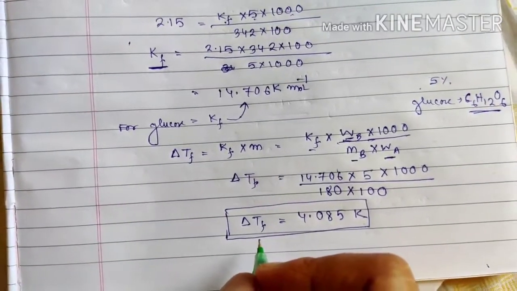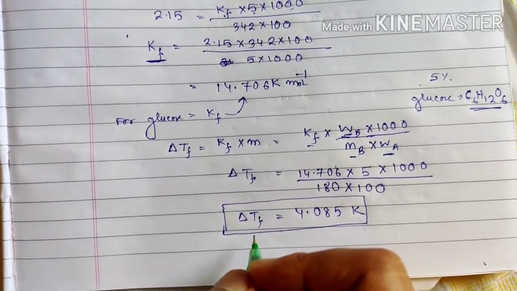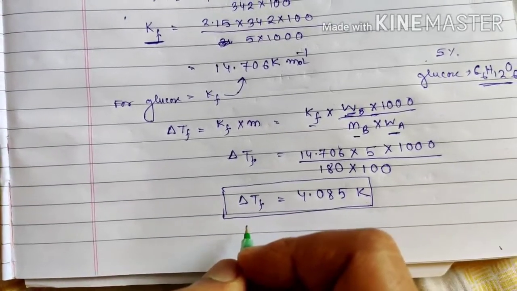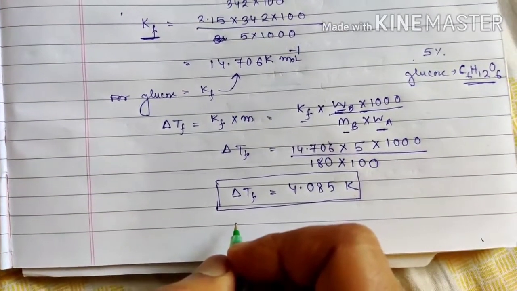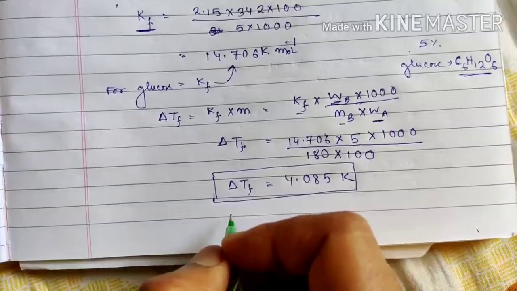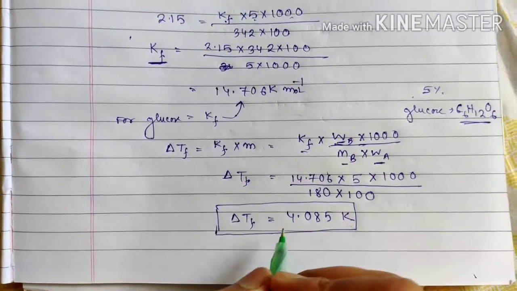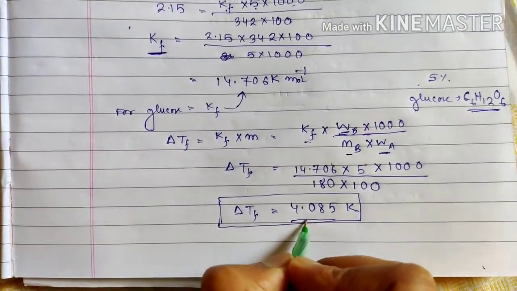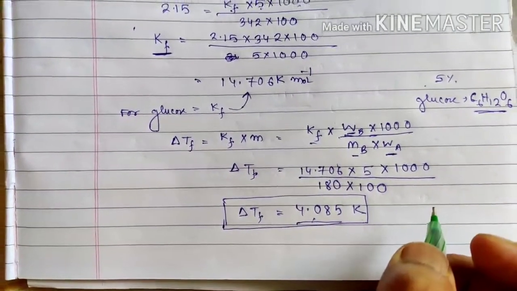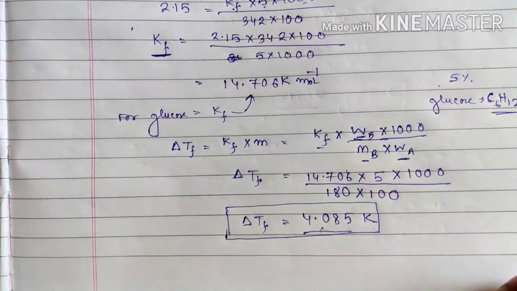So what is the actual freezing point? This is the depression in freezing point. We have to calculate the freezing point of 5% glucose in water. After knowing the depression, we have to understand what the freezing point will be for that solution.